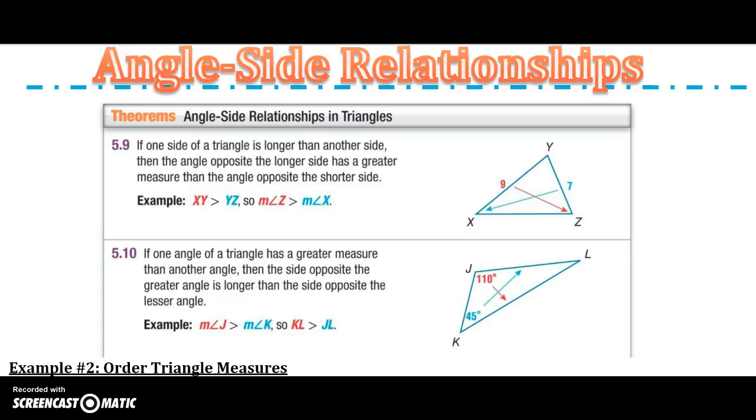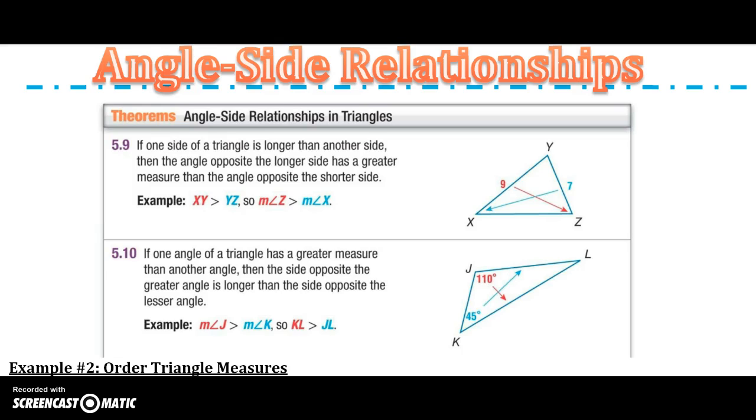Welcome back to section 5.2, part 2 of this lesson. In this video, we're going to talk about angle-side relationships, and I think this is kind of fun. When we talk about these angle-side relationships, there are two things we're going to look at.